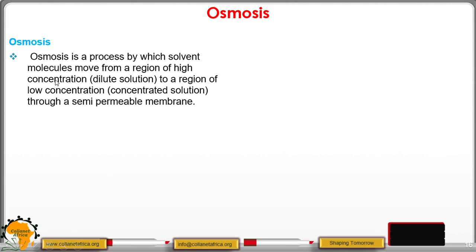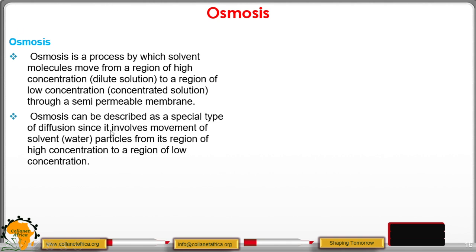That solution which has a high concentration of water molecules is a dilute solution. Then these water molecules move to a region of low concentration of water molecules, meaning this solution with a low concentration of water molecules is highly concentrated with solute particles, and it must occur through a semi-permeable membrane.